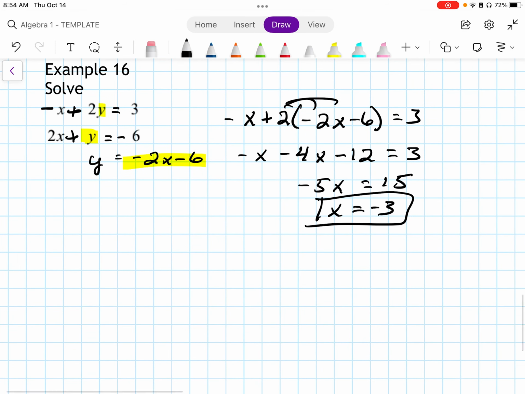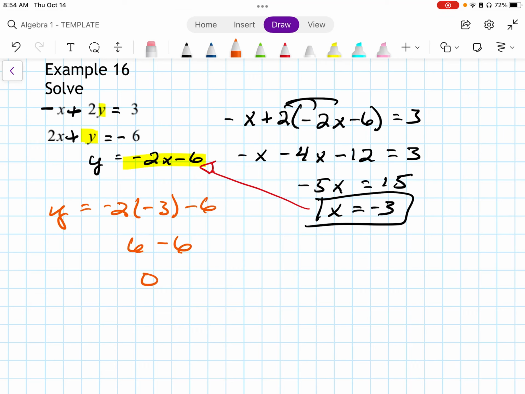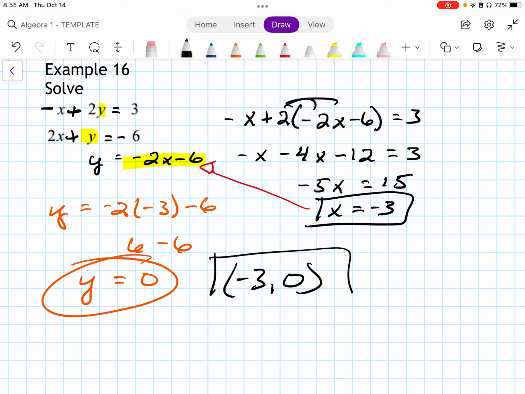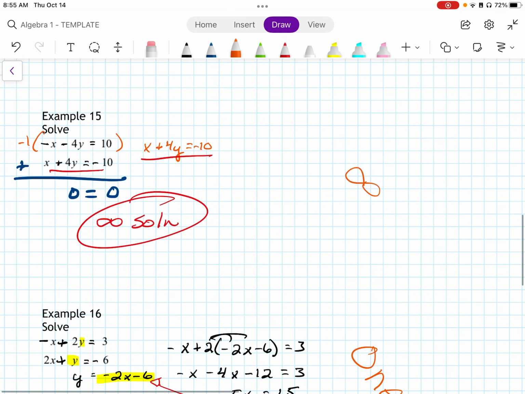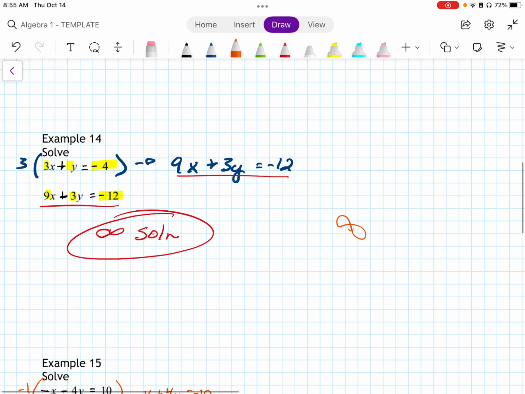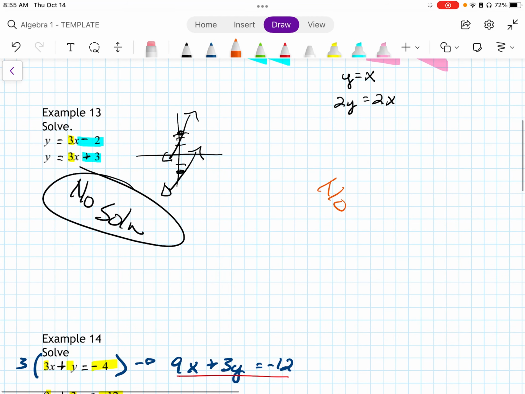We'll plug back in. I'm going to plug into this guy here. So I'd have, what would that be? y equals -2 times -3 minus 6. That would be 6 minus 6, which is 0. So my point is -3, 0. And we are done. So here, this one had one solution. This one had infinite. This one had infinite. And this one had no solution.